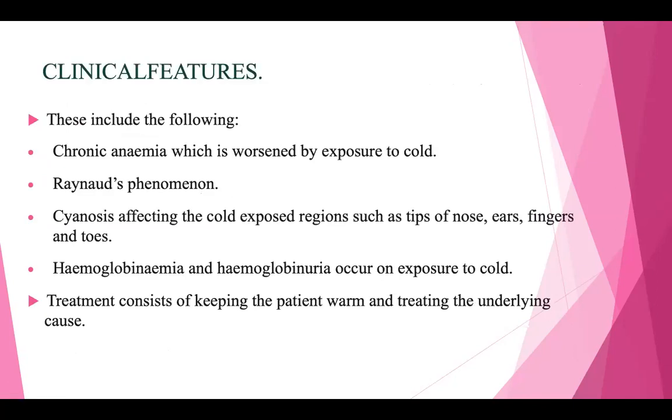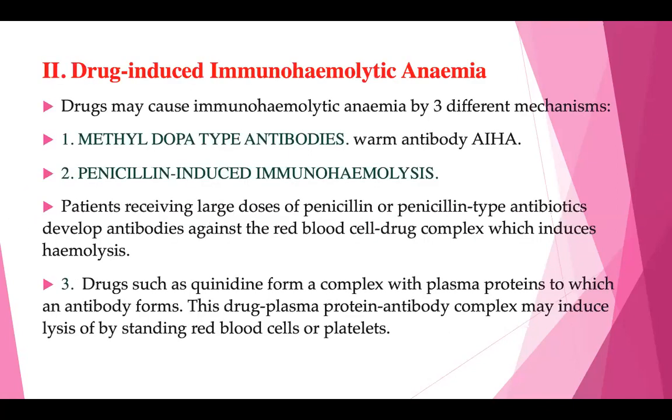هنا الكلينيكال برزنتيشن مالتهم يكون عندهم chronic anemia عادة worsening by exposure to cold، يصير عندهم Raynaud phenomena اللي هو يصير عندهم pain بالfingers بالtoes or cyanosis on exposure to cold. تمام، يصير عندهم hemoglobinemia and hemoglobinuria and destruction mainly inside the blood vessel on exposure to cold. In the treatment, we should keep the patient warm and treat the underlying cause.